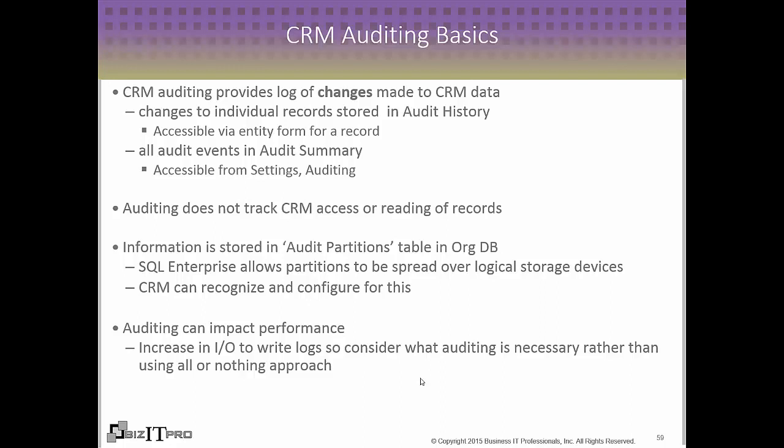All audit events are in the audit summary, which is accessible from Settings and Auditing. Auditing does not track CRM access or the reading of records. The information is actually stored in the Audit Partitions table in the organizational database. SQL Enterprise allows partitions to be spread over logical storage devices, and CRM can configure and recognize this.